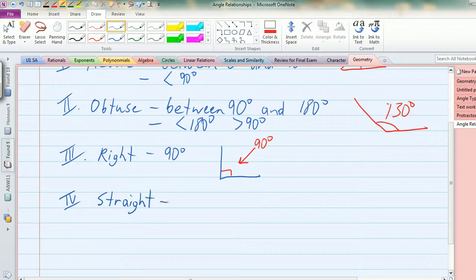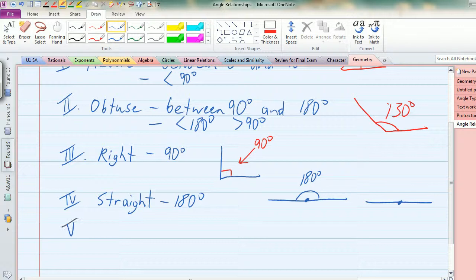Sometimes it's referred to as a straight angle. So it's 180 degrees exactly. Typically what we do to show that is we put a dot on there and we use the angle symbol as well. Okay? 180 degrees. If it's just a straight line with a dot, that also indicates 180 degrees. Okay.